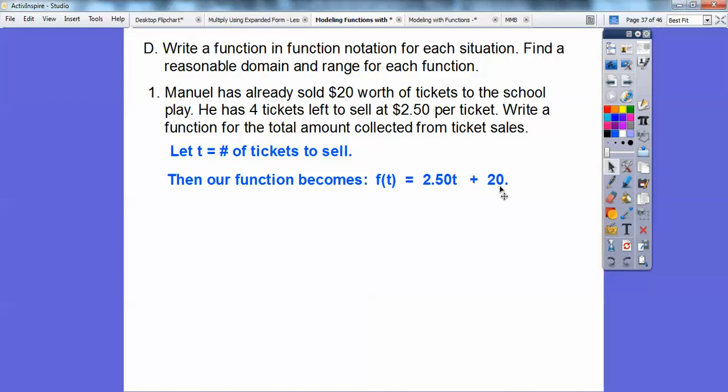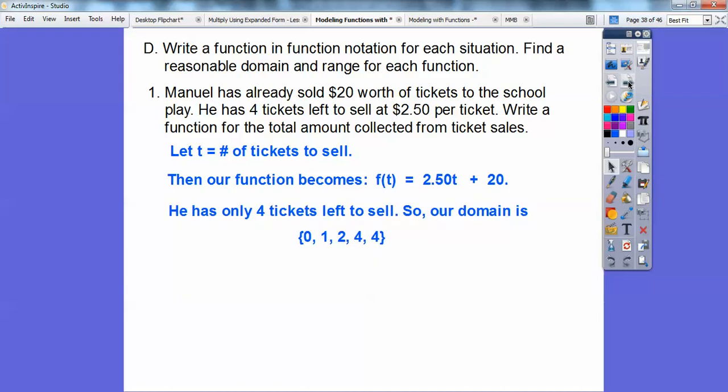He can sell 5 more tickets. Oh, I'm sorry, 4 tickets left. So he can sell 0 tickets, 1 ticket, 2 tickets, 3 tickets, or 4 tickets. So our domain, the number T, can be those numbers. He only has 4 tickets left. So our domain is 0, 1, 2. That should be a 3.